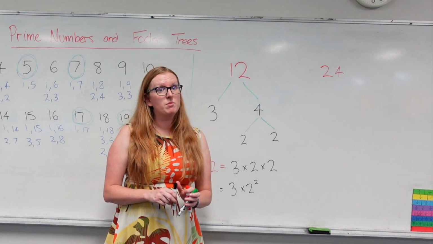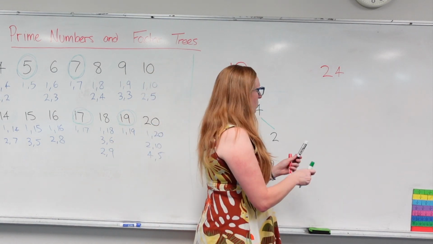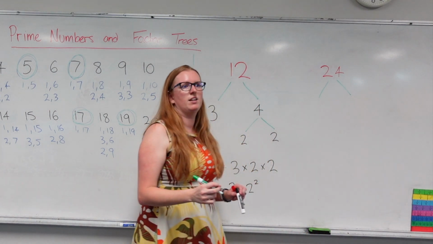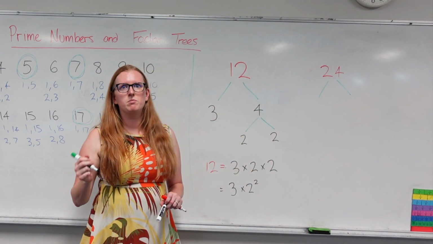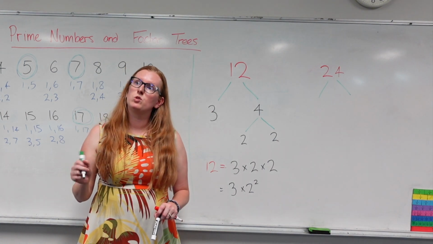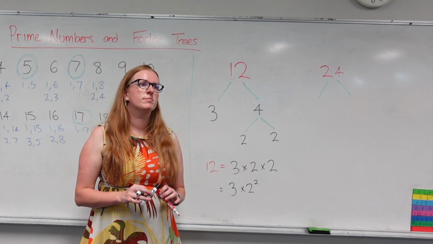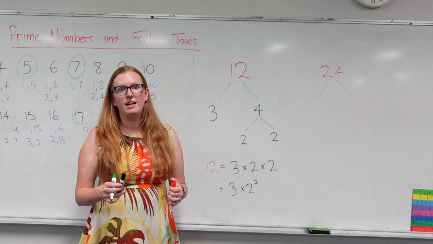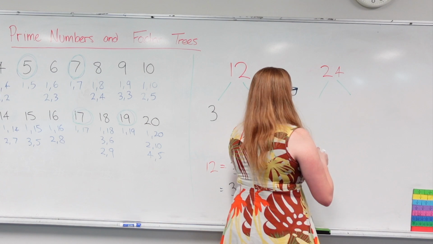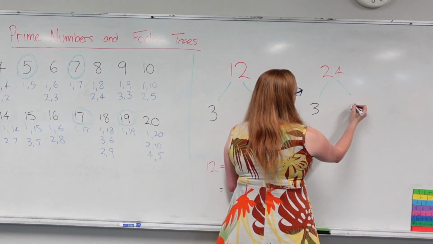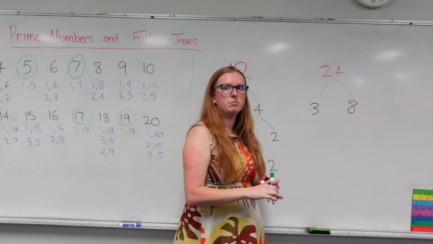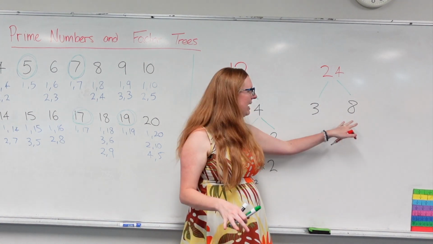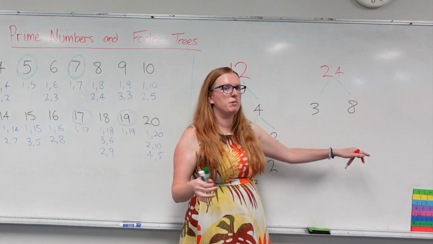Well, we could go 3 times 8, 4 times 6, 2 times 12, or no, we can't put 1 times 24. So let's go 3 times 8. So I had my big number up the top, I split it into 2 branches. Now 3 is prime, so I have to stop there, but 8 is not prime. 8 is composite, so I can keep going.